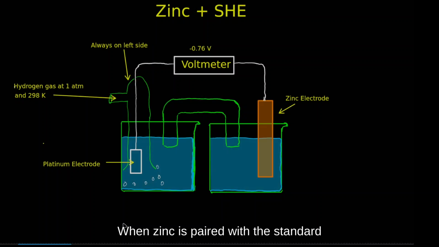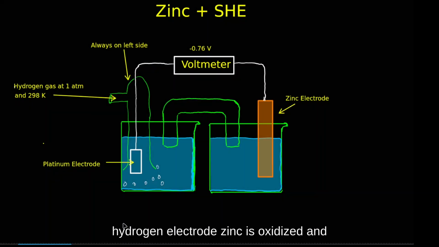When zinc is paired with the standard hydrogen electrode, zinc is oxidized and hydrogen ions will be reduced. The cell will have a negative potential of negative 0.76 volts. The standard hydrogen electrode becomes the cathode and electrons will travel to the hydrogen side and the hydrogen ions are reduced.